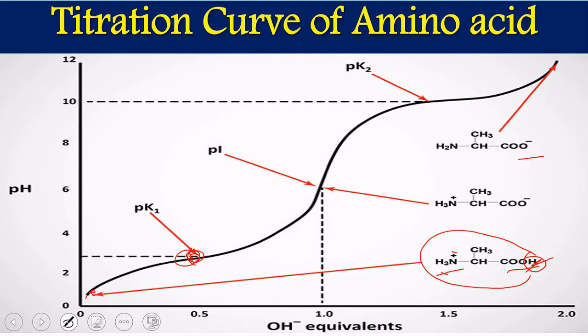So this is the graph. By adding OH, or by adding NaOH, you are increasing the pH, and as the pH increases, the charge on the amino acid decreases. This is called the titration curve of amino acids, where we plot a graph between the pH and the OH equivalent, or acid or alkali equivalent.